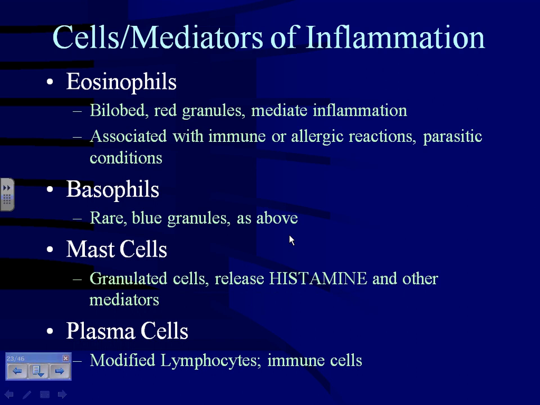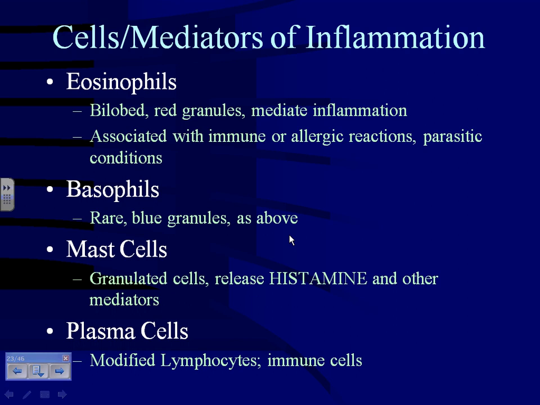What about some of the other cells, like the eos, basos, mast cells, plasma cells? Eos are bilobed inflammatory cells with abundant red granules in their cytoplasm, and in these granules are enzymes which help to mediate certain types of inflammation. They are primarily associated with allergic reactions and some other immune reactions. Allergic reactions to a number of things, fungi, parasites, non-specific things, but anything that can cause an allergic reaction, you tend to see a lot of eos with.